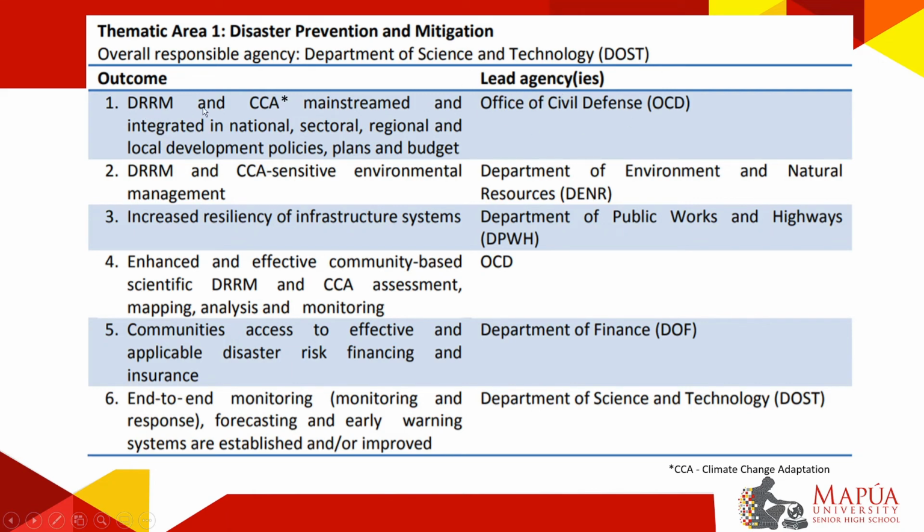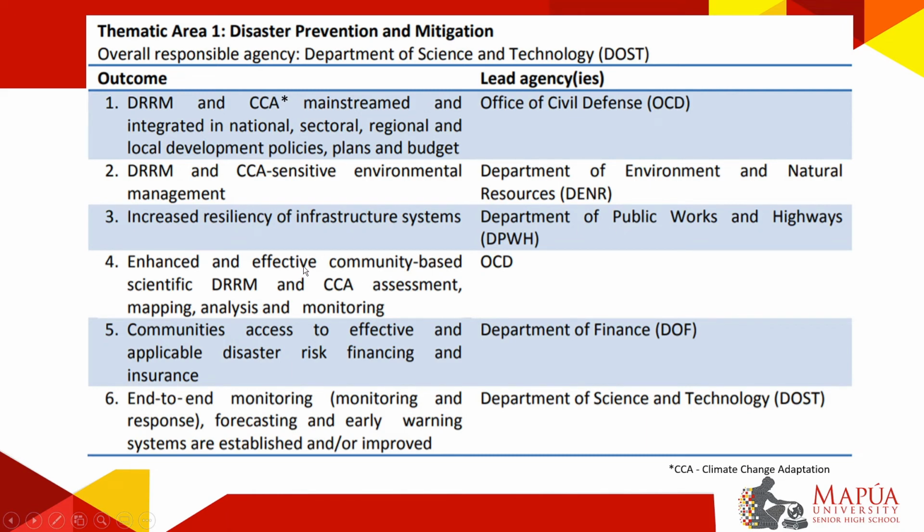For example, in DRRM and CCA, or climate change adaptation, mainstreamed and integrated in national, sectoral, regional, and local developmental policies, plans, and budget, the lead agency is the Office of Civil Defense. For DRRM and CCA sensitive environmental management, the DENR, or the Department of Environment and Natural Resources, is responsible. For increasing resiliency of infrastructure systems, the lead agency is the DPWH, or the Department of Public Works and Highways.